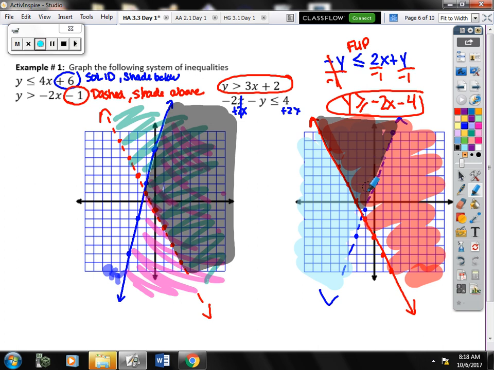And I didn't do it in the last one, but if you wanted to, you can pick a test point like we did before and plug it into both inequalities. If we were to pick a test point, let's say 0, 4, I would plug it into the originals. So we would have 4 is greater than 3 times 0, which is 0, plus 2 is 2, so 4 is greater than 2, that works. The other one would be negative 2 times 0, which is 0, minus 4 is less than or equal to 4, and negative 4 is less than or equal to 4, so that works.